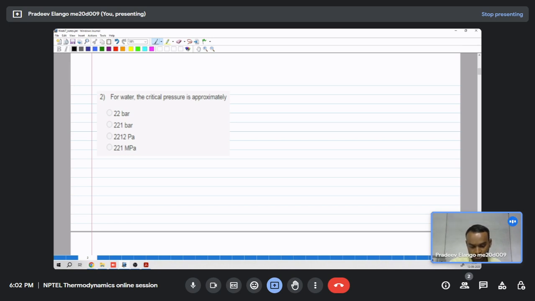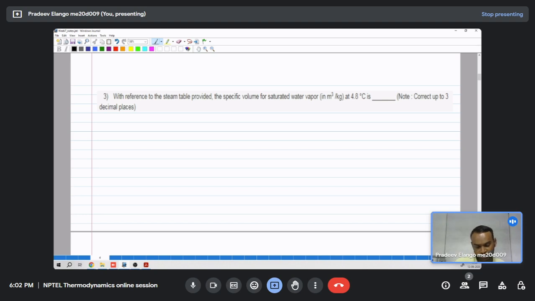For water, the critical pressure is approximately 22 bar, 221 bar, or 221 megapascal. So the answer is 22.1 megapascal. This can be seen from the steam table.